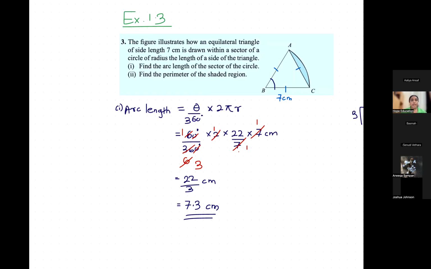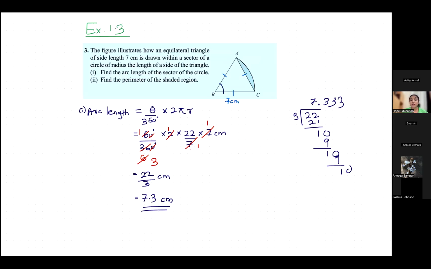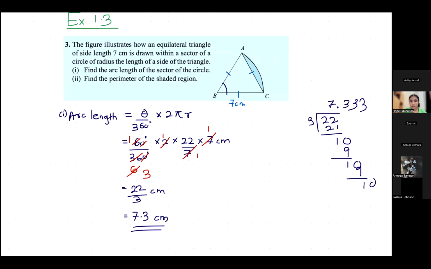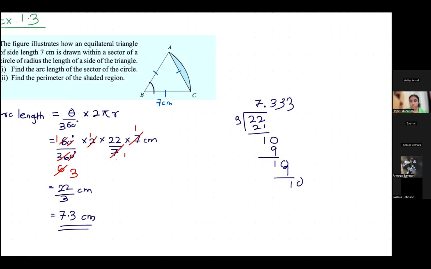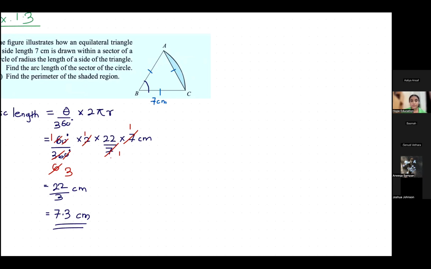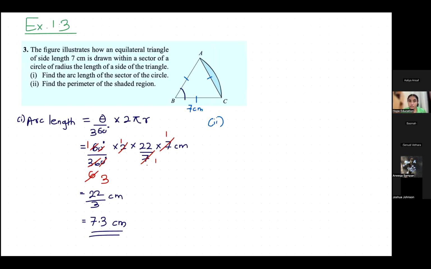Okay. Now we have to find the perimeter of the shaded region. I will erase the simplification part and make it just division. No, you guys are not kids. You know how to divide, right? We have to find the perimeter of the shaded region. Now this is the shaded region. Look carefully.